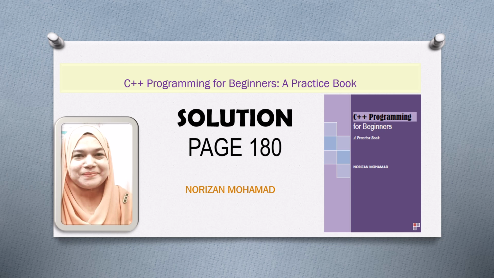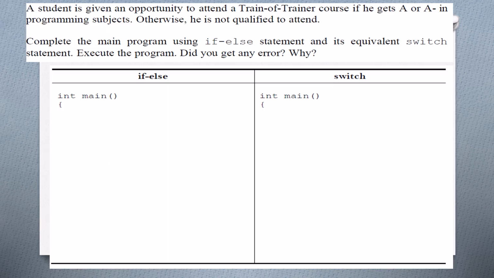Today we will continue with the solution on page 180 from this exercise book. There are two questions on that page. The first one: a student is given an opportunity to attend a trainer course if he gets A or A minus in programming subjects. Otherwise, he is not qualified to attend.